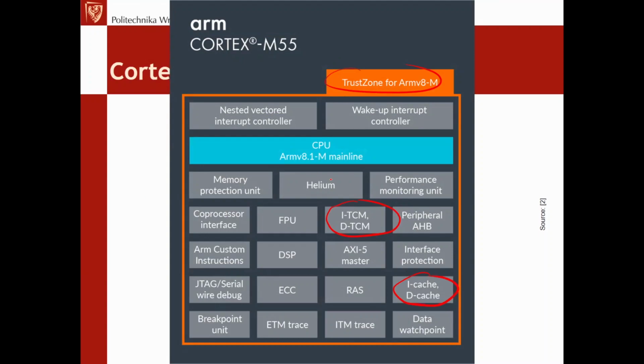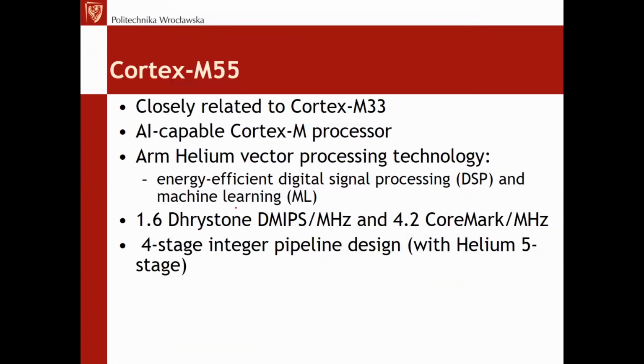Yet, what's the most interesting here actually is the Helium unit. Helium, which is a vector unit, for speeding up the vector operation. So generally, it's the SIMD. In other words, it is the SIMD unit, which is giving a boost in the performance where signal processing and especially machine learning is used. So this is the processor for artificial intelligence.